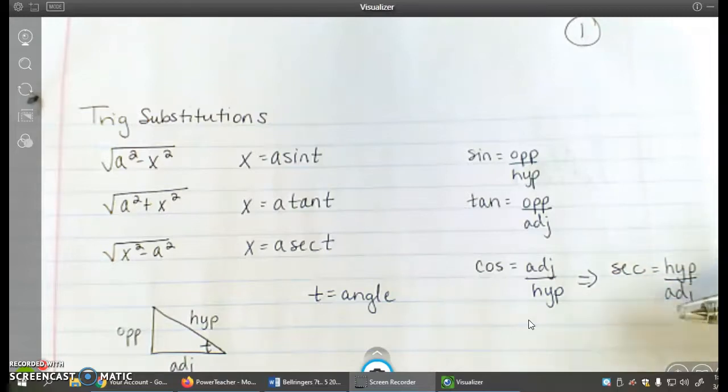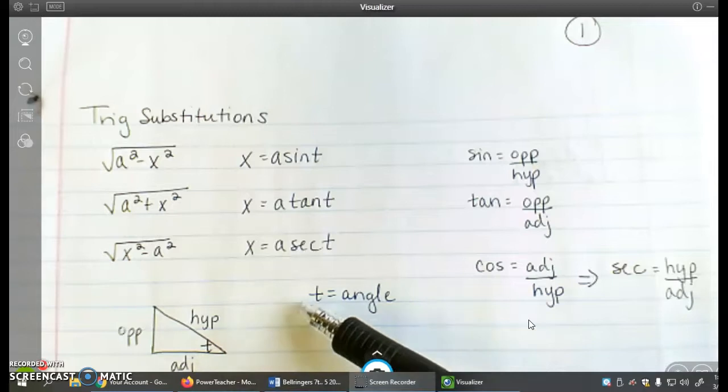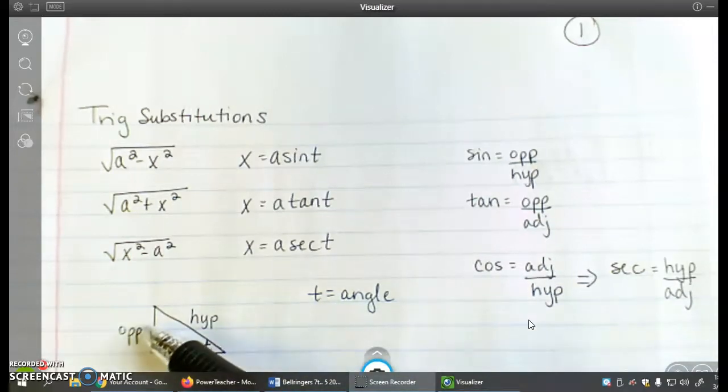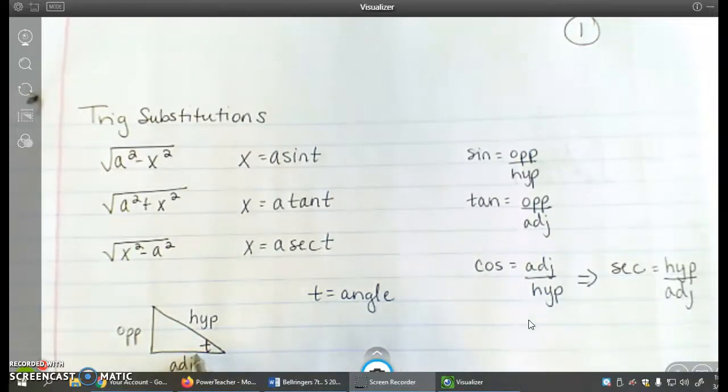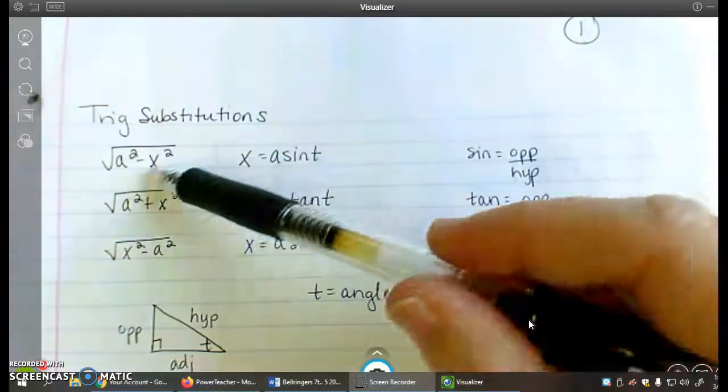So this is important. Also, just in case you needed to see the triangle, we are going to be looking at a triangle where our angle is T. Here's our angle, so opposite is across from it. Adjacent is the leg that's attached, that's not opposite, and the hypotenuse is across from the 90. So those things I think you know, but what is new are these things right here.